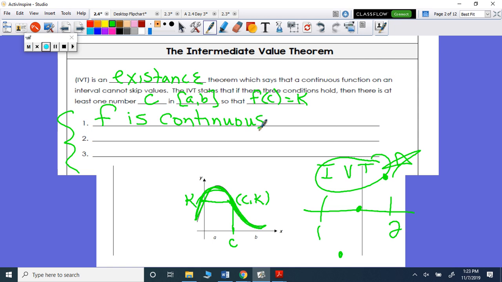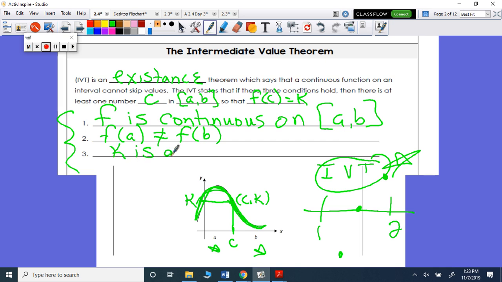All right, so f is continuous on our closed interval a, b. No jumps. That's the first thing. The second thing, when I plug in the endpoints of my interval, their y values are not going to be equal to each other, because that could cause a jump. So if I plug in these two and get a y value, they're not going to be equal to each other. And k can be any number between f of a and f of b. Just exposing you to the theory.